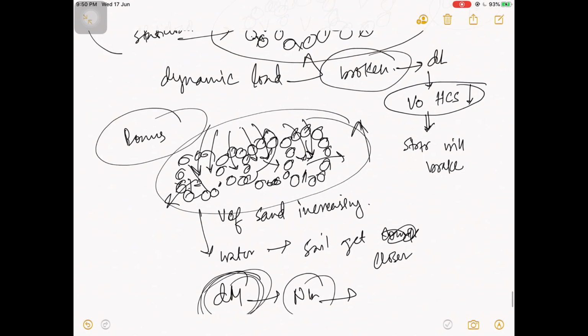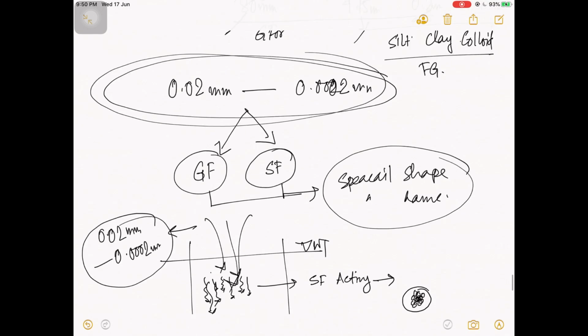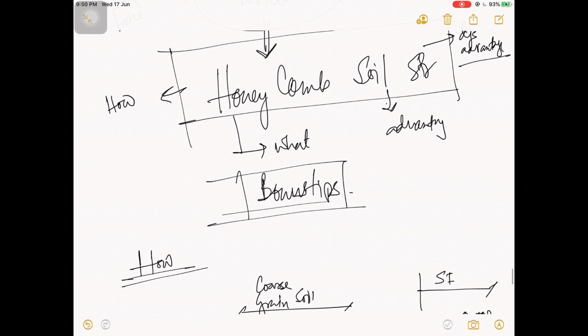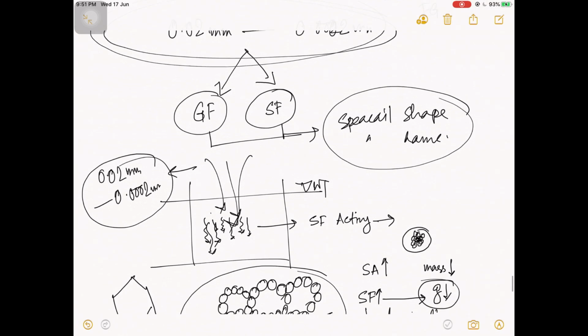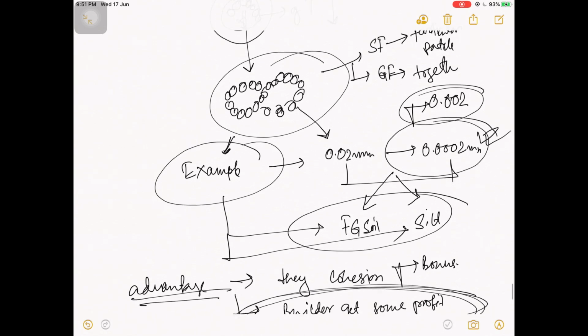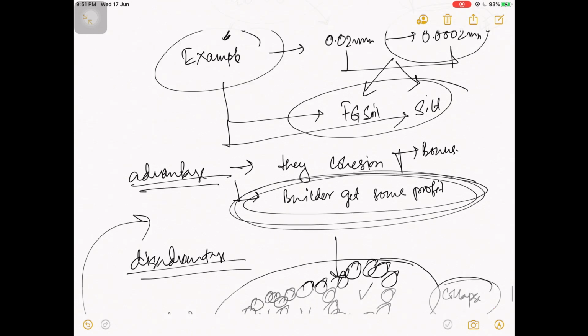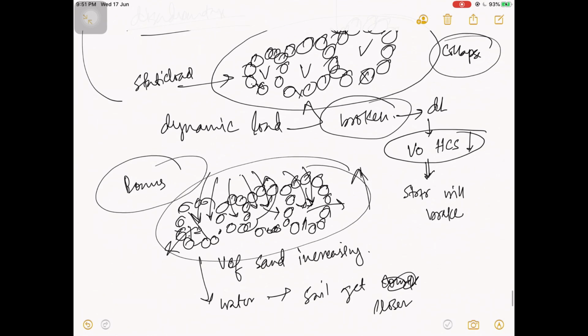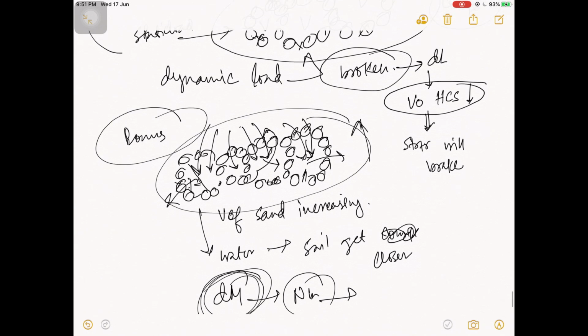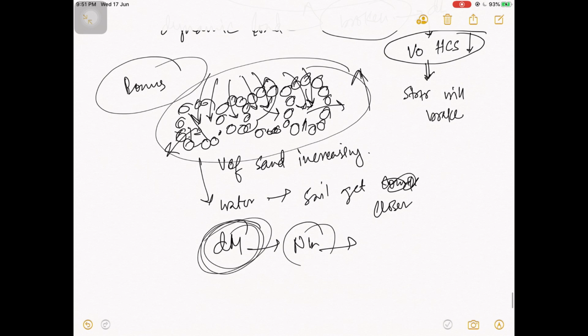So this is the whole video where I discussed how the honeycomb structure is generated, why it is generated, what the example of honeycomb structure is, and what the advantages and disadvantages are, as well as why bulking of sand occurs, and what the profit and the loss are.